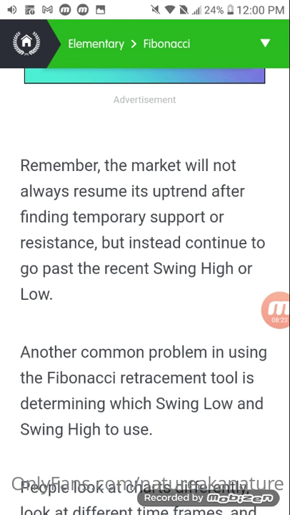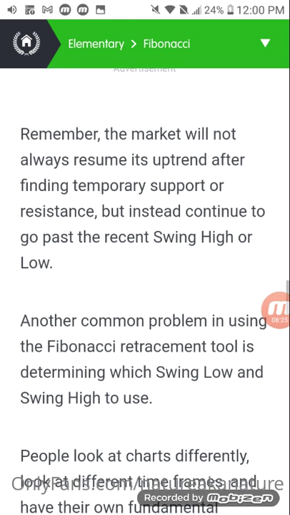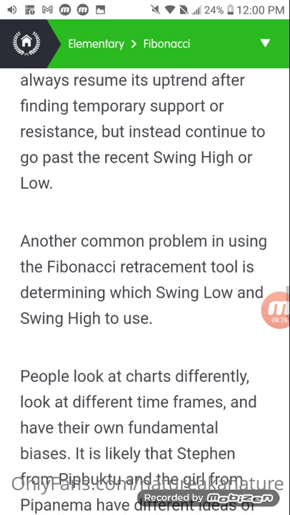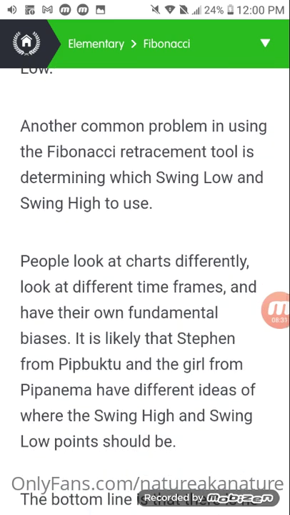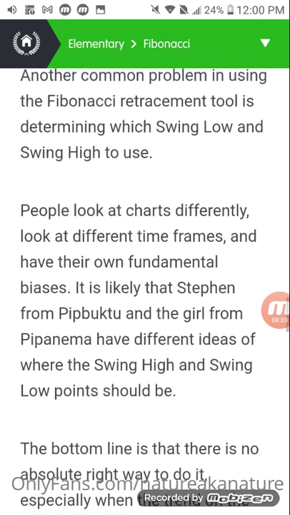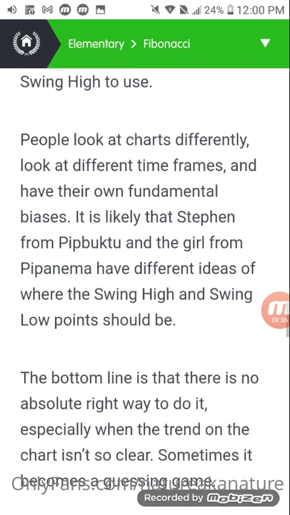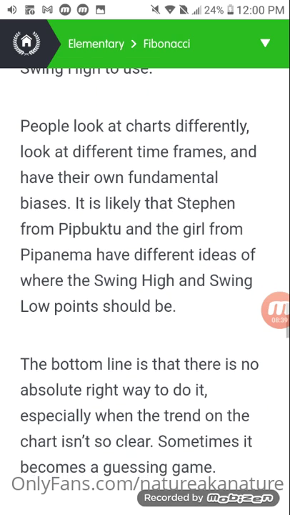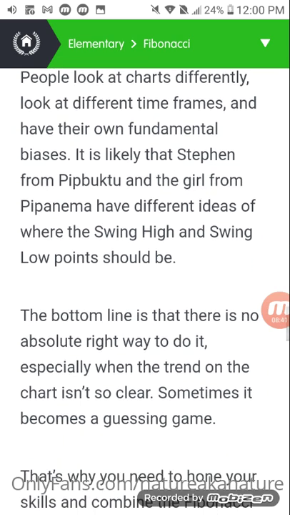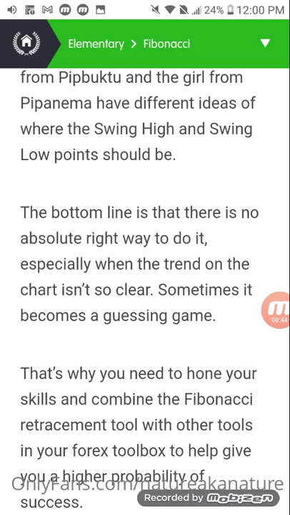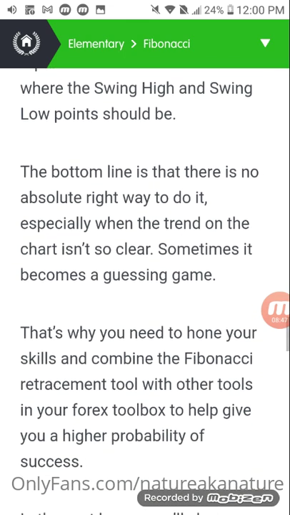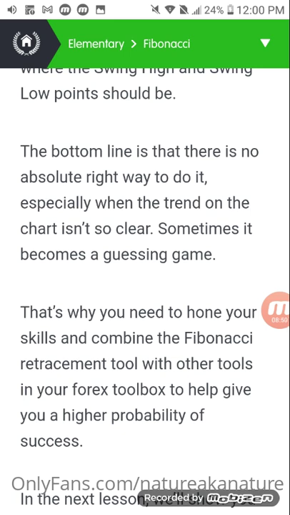Another common problem with using the Fibonacci retracement tool is determining which swing low and swing high to use. People look at the charts differently, look at different time frames, and have their own fundamental bias. It's likely that everybody has different ideas when it comes to swing high and swing low points and where they should be. The bottom line is that there is no absolute right way to do it, especially when the trend on the chart isn't so clear, especially when it's choppy or going sideways. Fibonacci retracement works best on uptrends and downtrends when the price is actually in a trend. Sometimes it can become a guessing game.